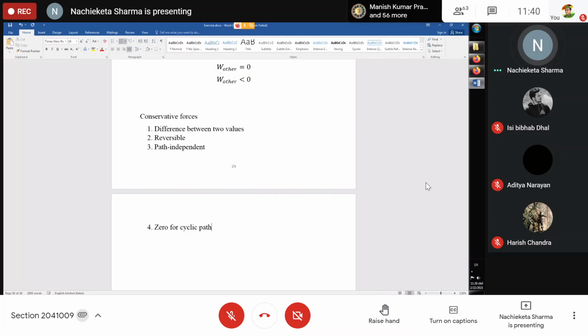So the work done by conservative forces has the following properties. What is that? I just want to tell you about the difference between two values. So let us go to this point.